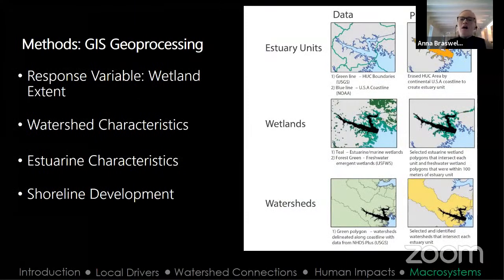So for this study, we took a GIS geoprocessing framework where we were using publicly available data sets. Our response variable was wetland extent. And what I mean by that is the percentage of the estuary that has wetlands. So an extensive wetland extent would be one that was mostly filled in with wetlands with small water channels, and a less extensive wetland extent would be one that had fringing. We took watershed characteristics such as the size of the watershed and land use, as well as estuary characteristics such as the depth of the estuary and estuarine land use and the tidal range. And finally, we put humans into it with shoreline development.